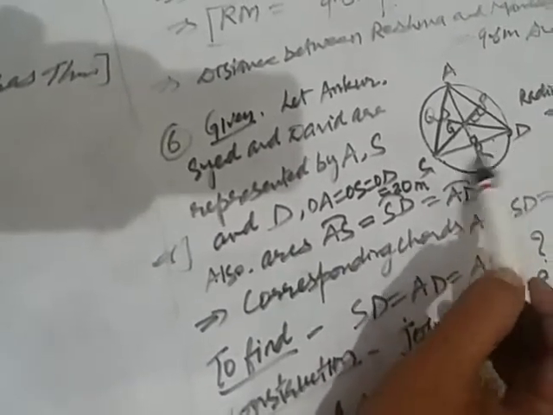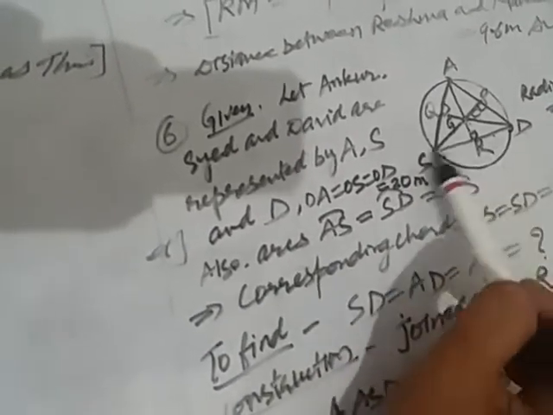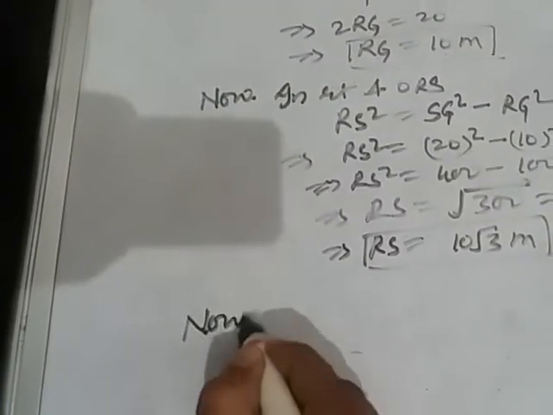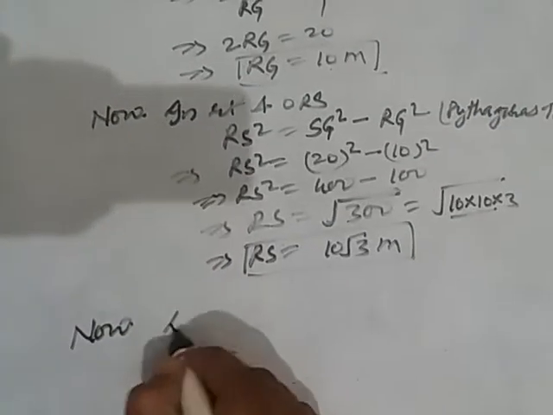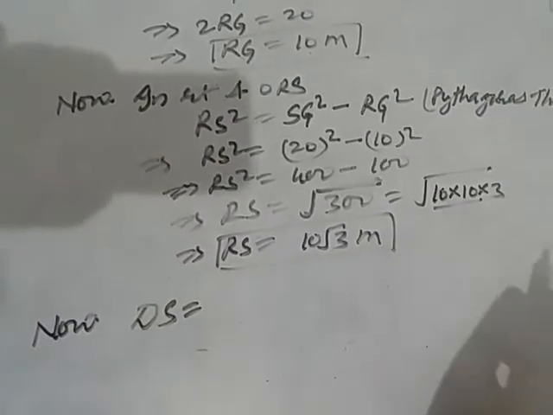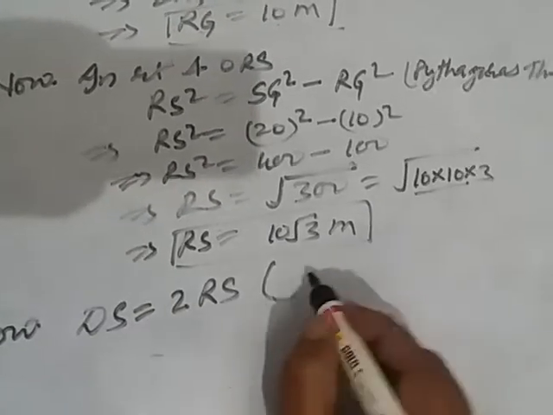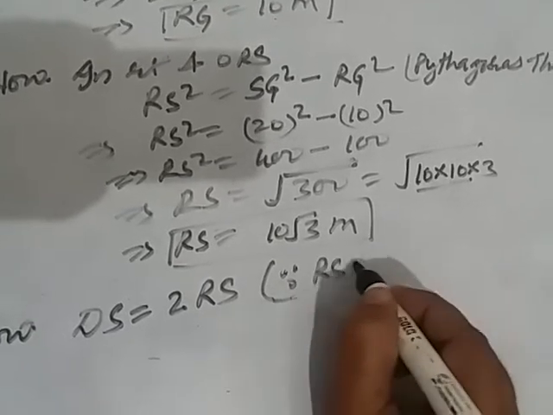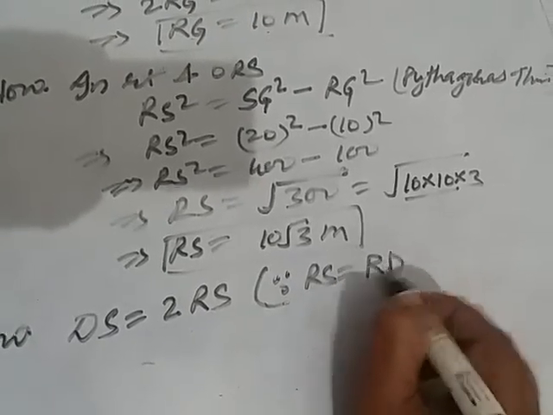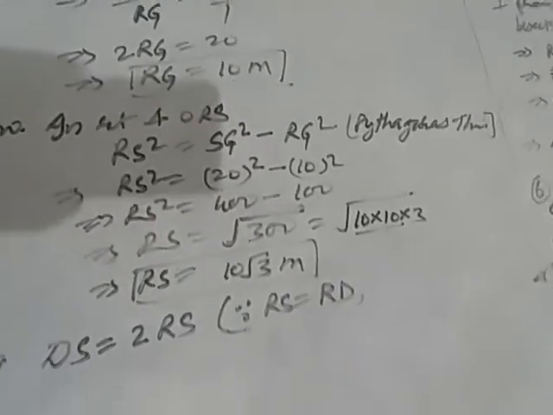Look here. Perpendicular from the center to the chord bisects the chord. It means DS equals 2RS, and RS we have found out. DS is a chord, so DS equals 2RS. Why? Since RS equals RD. Why? Because perpendicular from the center bisects the chord.